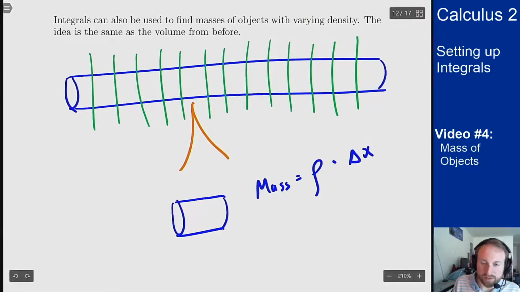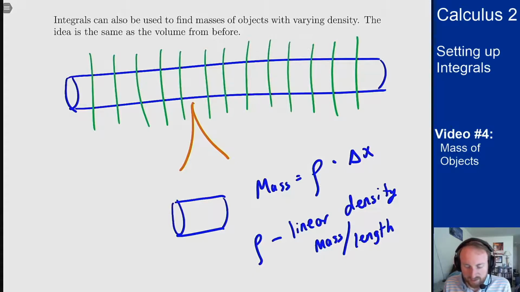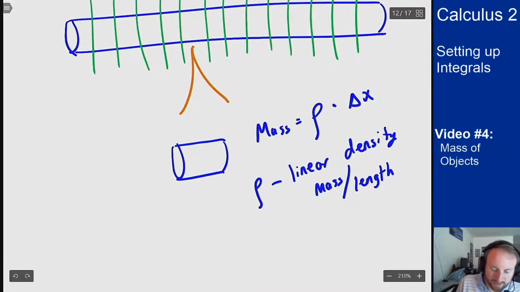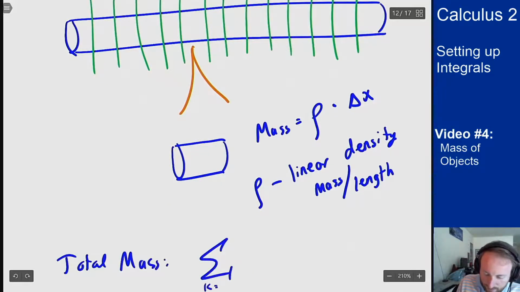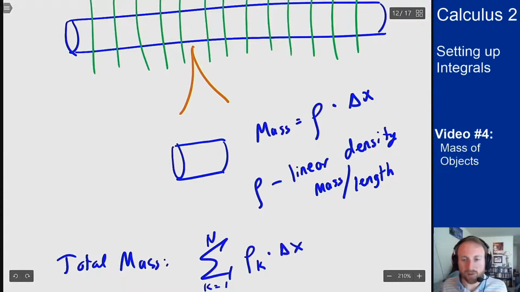This is assuming that our density rho here is density in terms of mass per unit length. It's also called linear density. So if we have that, then the total mass of this object should be the sum of the approximate mass of each piece. We're going to assume it's constant on each piece by picking the value somewhere inside, and then add those up over the entire object. So the total mass should be a sum over however many pieces we have, the approximate density of the kth piece times this delta x, and we're in the exact same picture we were before, where in the limit that should turn into an integral to give us the mass of the object.